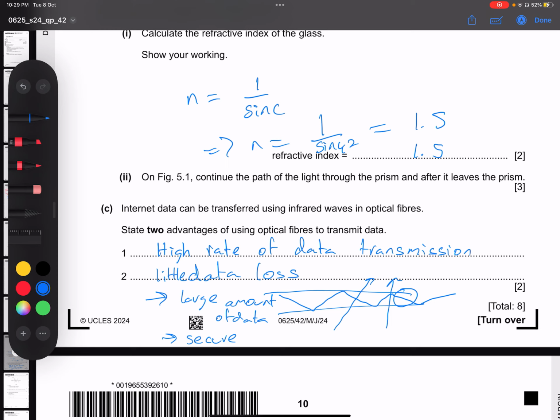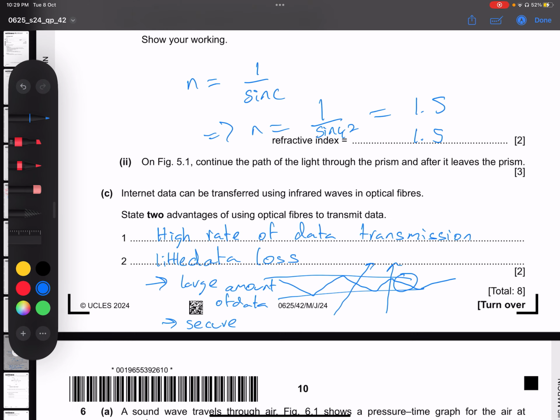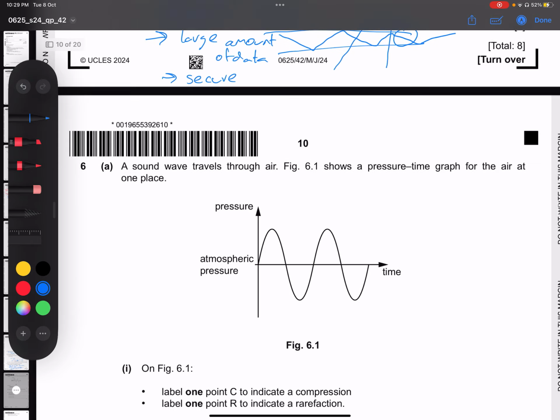So glass is transparent to the infrared, but when it travels inside the optical fiber, it works via total internal reflection. So it's very hard to hack. Okay.